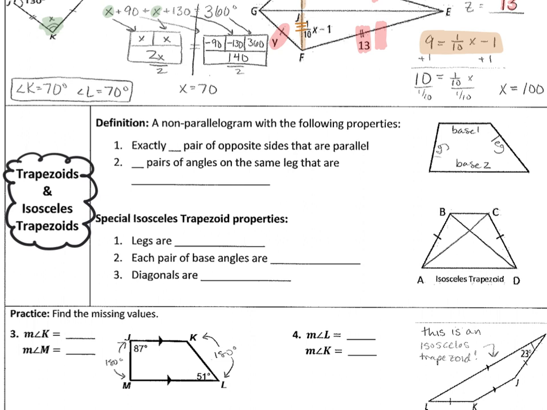They're the ones that are parallel. Your legs are the ones that are in between, the ones that are tilted. That's a leg. So a trapezoid has exactly 1 pair of opposite sides that are parallel, and specifically those bases are going to be what are parallel. They go the same direction. That's why they end up looking flat.